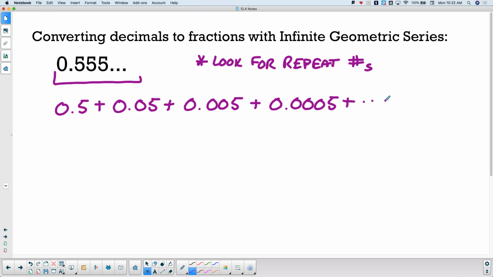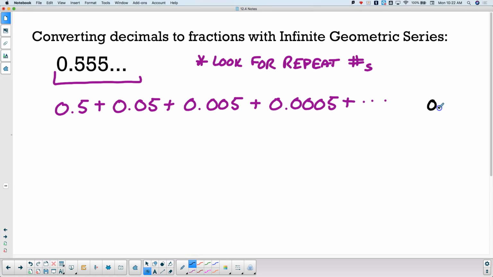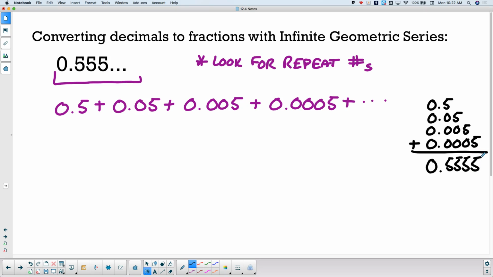Don't believe me? Watch here. Oops. It goes back over here. So that would be 0.5 plus 0.05 plus 0.005 plus 0.0005. If I add all those together, I get 0.5555. And if I keep going, I just keep adding 5s. Like that. Now this line is an infinite geometric series.